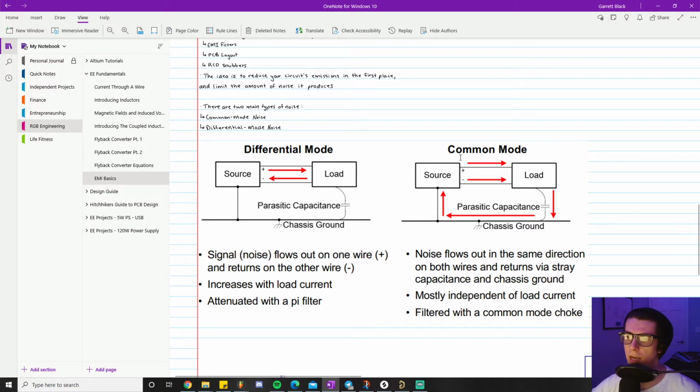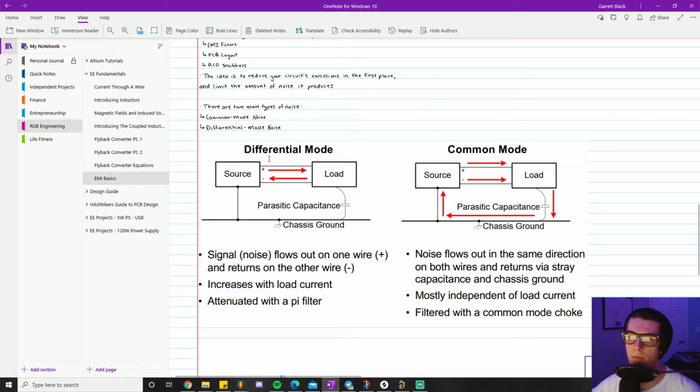So here's the diagram. You have the source, and we'll talk about where the sources of this are in a minute. And then you have the load, and like I said, it travels through parasitic capacitance to chassis ground. It's going to look like this.